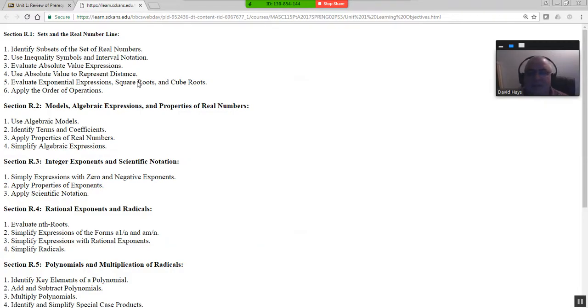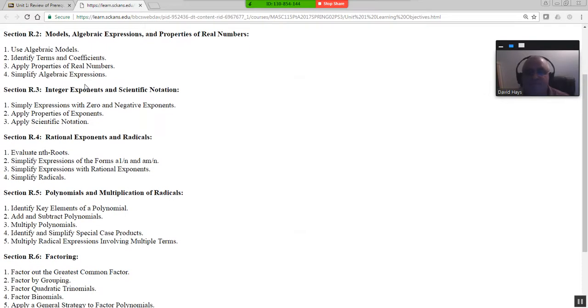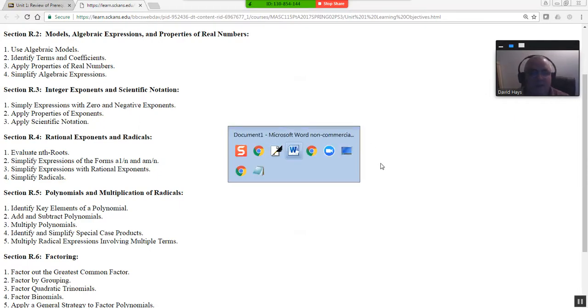Let's see what else. That's all the exciting parts of section R.1. So let's go down to section R.2, Models, algebraic expressions, and properties of real numbers. It talks about algebraic models, identifying terms and coefficients, applying properties, and simplifying algebraic expressions. Let's talk about some definitions first.